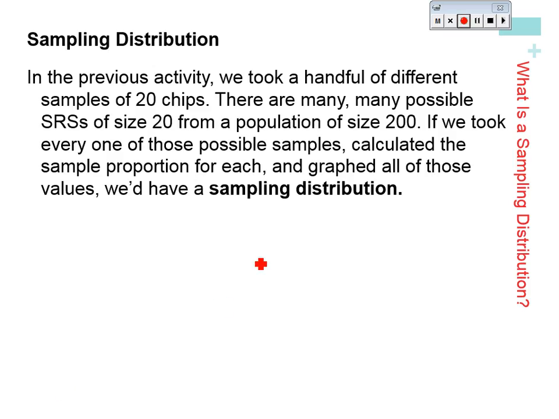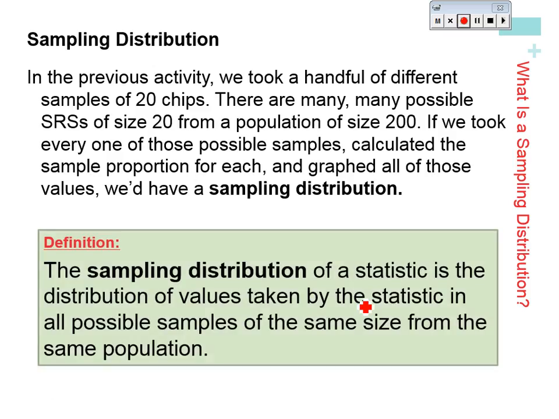That leads us to the concept of what's called a sampling distribution. Simply put, the sampling distribution of a statistic is the distribution of values taken by the statistic in all possible samples of the same size from the same population. Meaning, the results you get would be as if you took all the different possible samples you could from the population.